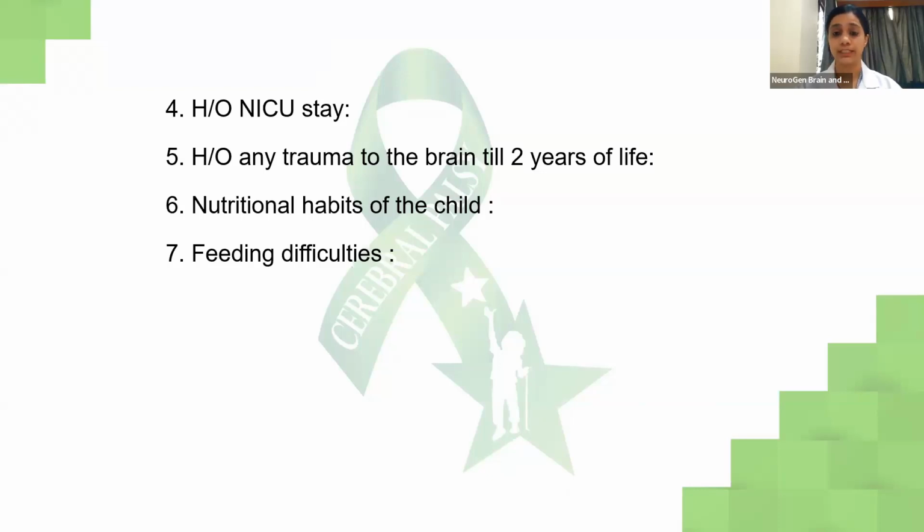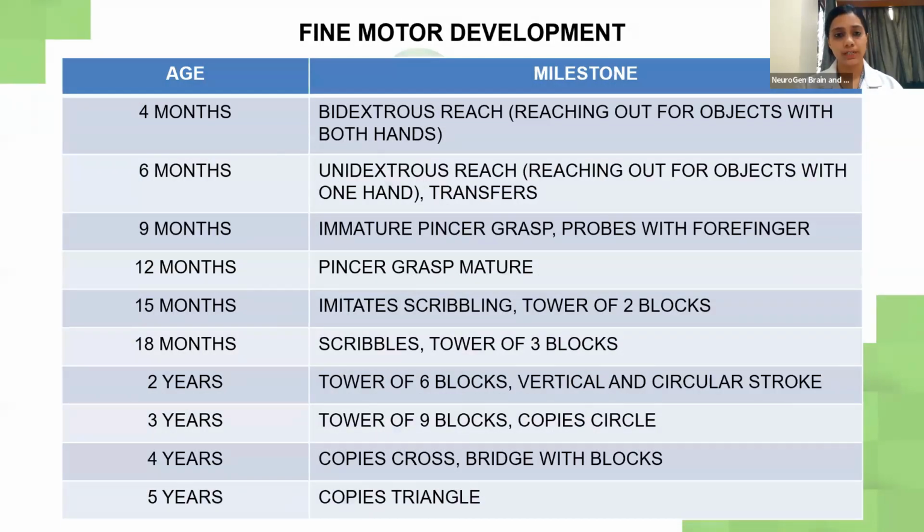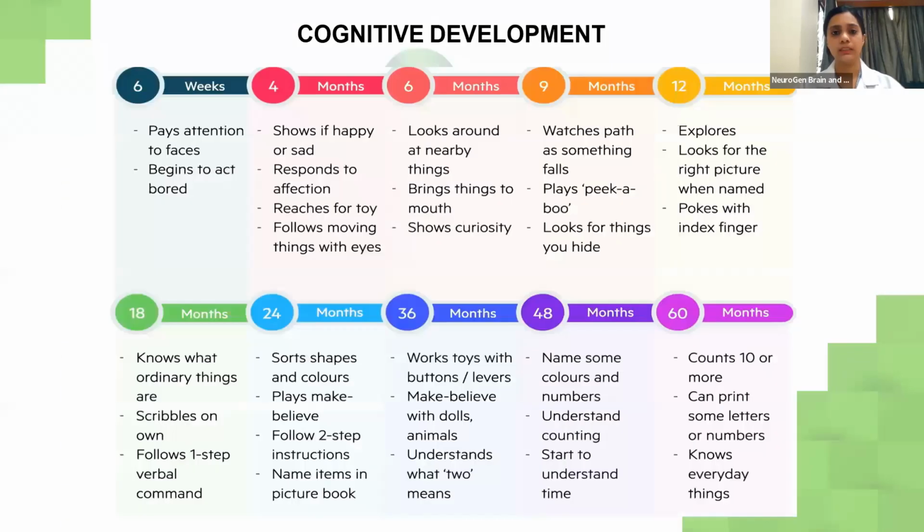Nutritional habit of the child till 2 years of life needs to be asked, and feeding difficulties need to be asked. Then moving on to the developmental milestones, it's very important for a therapist to know what normal development is, so that we understand what is abnormal. These are certain developments, like the gross motor development. What all happens in which months is mentioned in the slide. Moving on to the fine motor development. Moving on to the cognitive development.